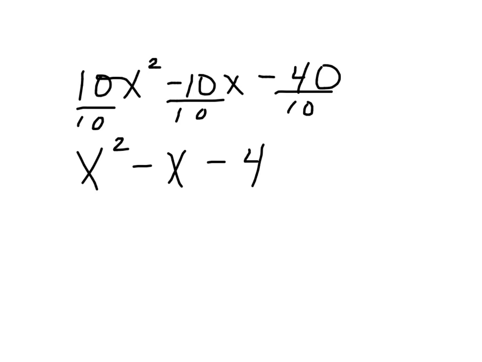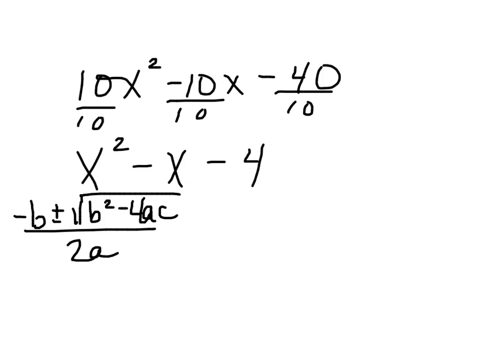Negative 2 and positive 2 when you add them gives me 0. Negative 4 and 1 when you add them gives me negative 3. Does it factor? No. So guess what you've got to do? How else can you solve a quadratic if you can't factor it? Quadratic formula. Negative b plus or minus the square root of b squared minus 4ac all over 2a.